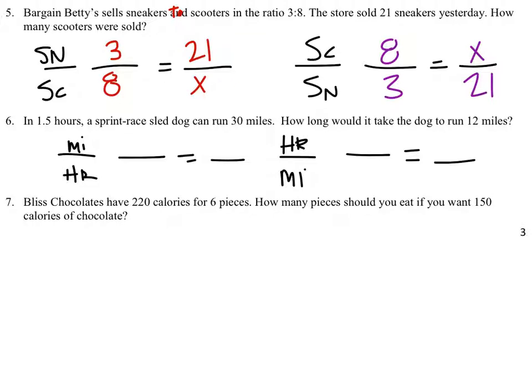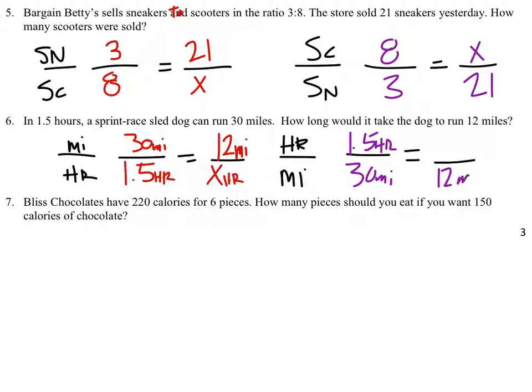All right, so right off the bat it says that they can run 1.5 hours for 30 miles. And how long will it take them to run 12 miles? So that's in x hours. Or on the other hand, they can run for 1.5 hours and 30 miles. And we'll look at 12 miles, and we'll figure out the number of hours.